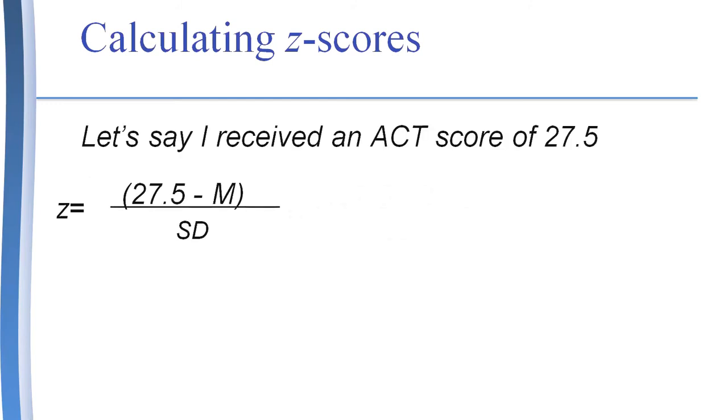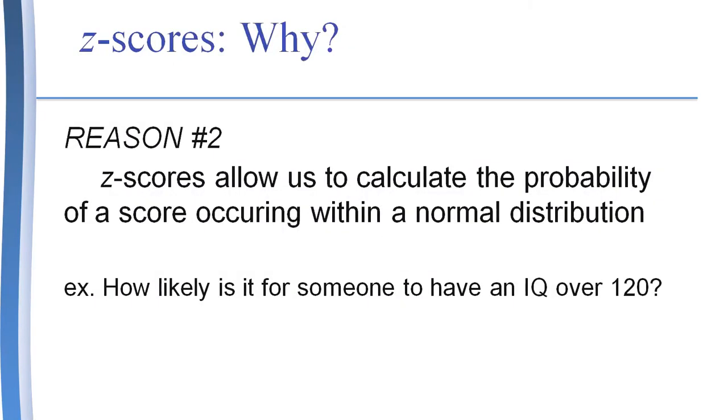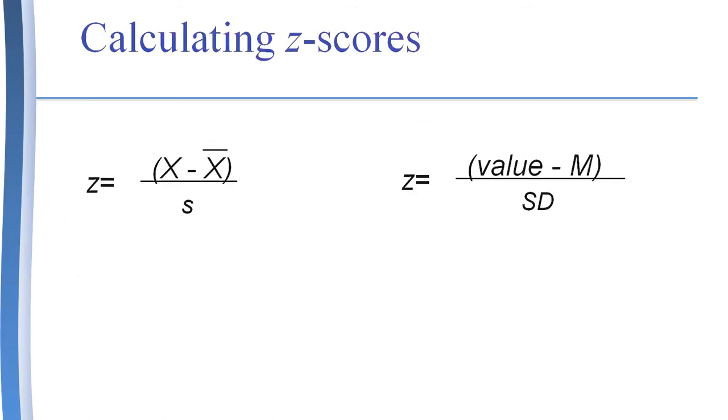The other major reason to use z-scores, and I'm skipping ahead on my lecture here, is to calculate probability of a normal distribution, and to answer questions like, how likely is it for someone to...? I gave the IQ example. I asked you to calculate percentile of height and weight in one of your assignments, right? Z-scores allow us to answer those types of questions. But it's important to know how to calculate a z-score.